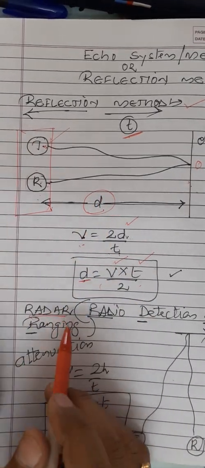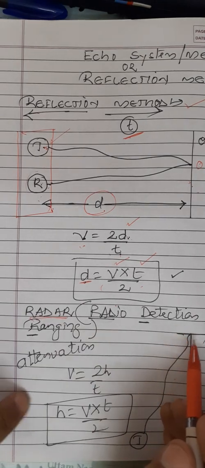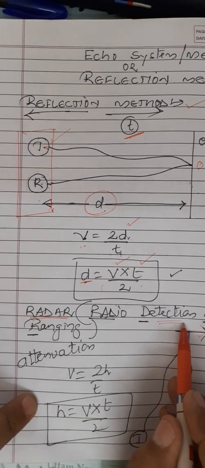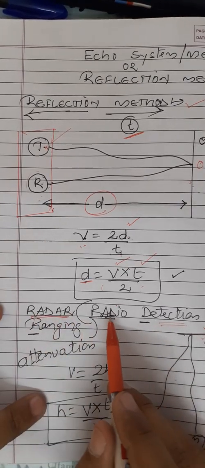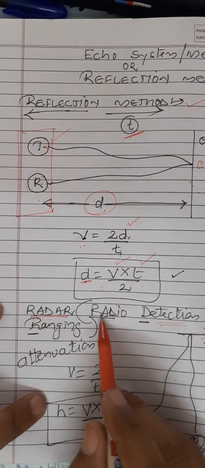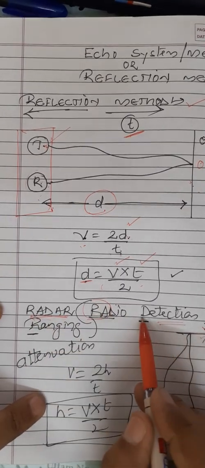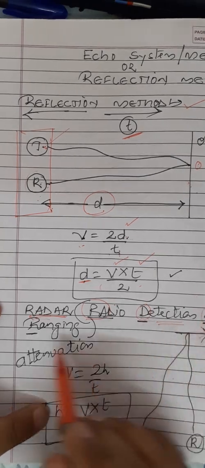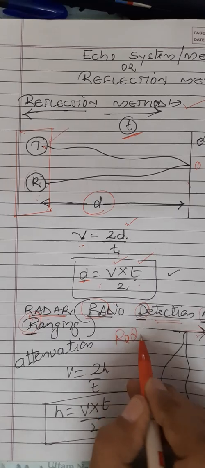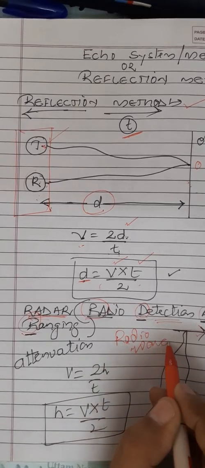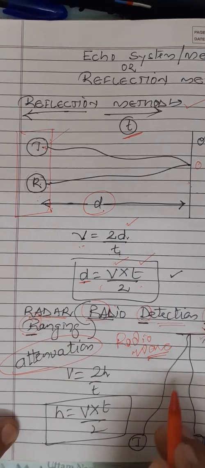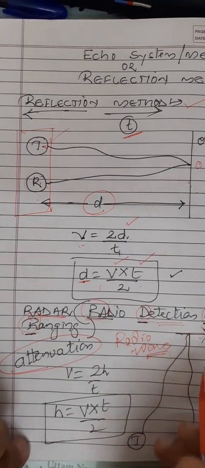Radar method is an application of the echo method, in which we will find the height of the object and we can detect the object. Clear? So that's why radar is also known as radio detection and ranging. Radar is abbreviated as RA taken from radio, D from detection, A from and, and R from ranging. We use radio waves in this method because the attenuation of the radio waves, attenuation meaning loss of energy, while propagating in the atmosphere is least.